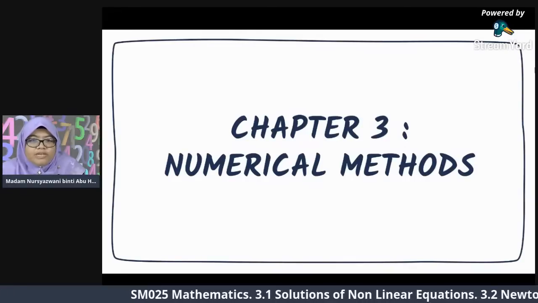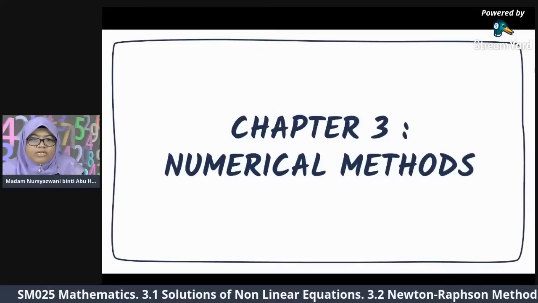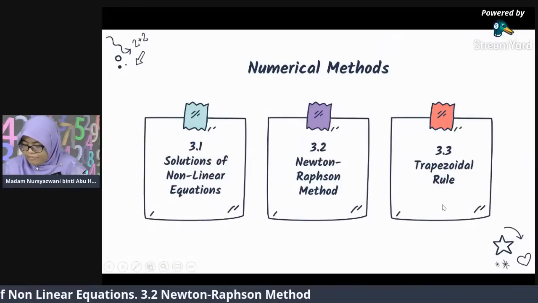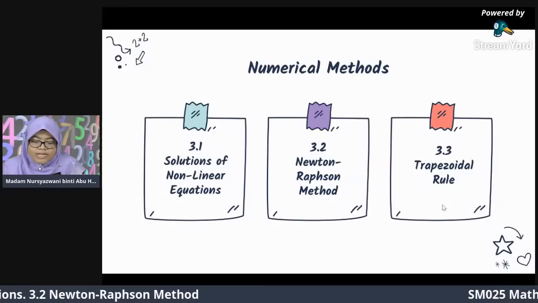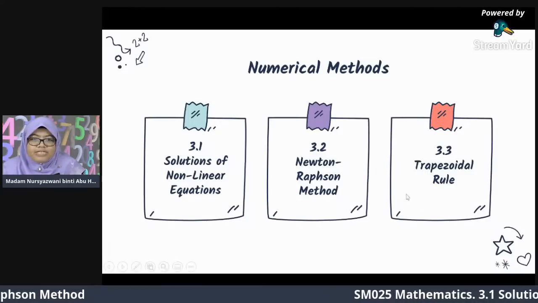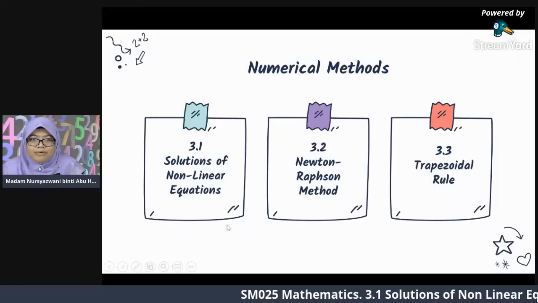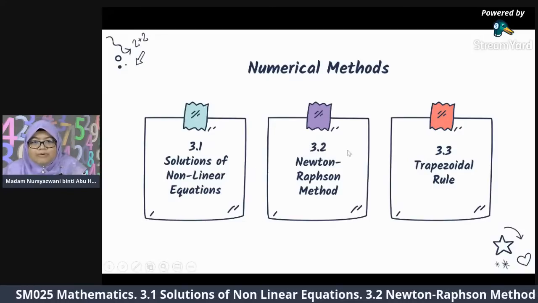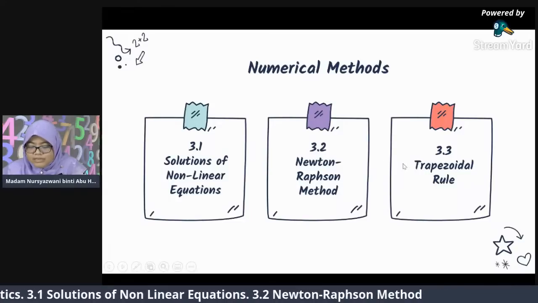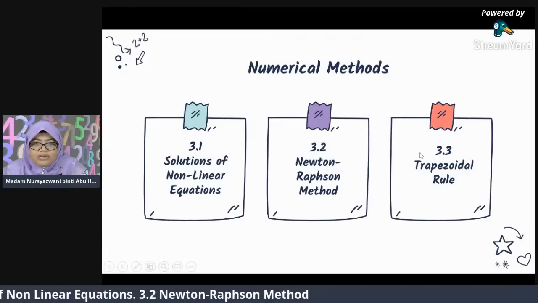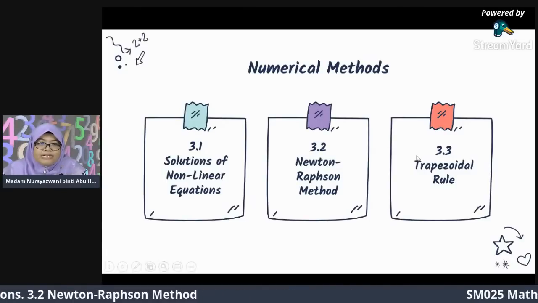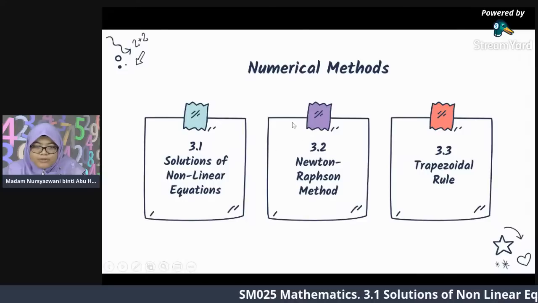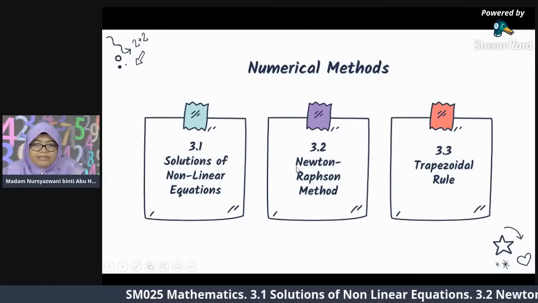Today we continue our lecture with chapter 3, numerical method. This chapter consists of 3 subtopics: 3.1, solution of non-linear equation; 3.2, Newton-Raphson method; 3.3, trapezoidal rule. This morning, I will cover these two subtopics, which is 3.1 and 3.2.